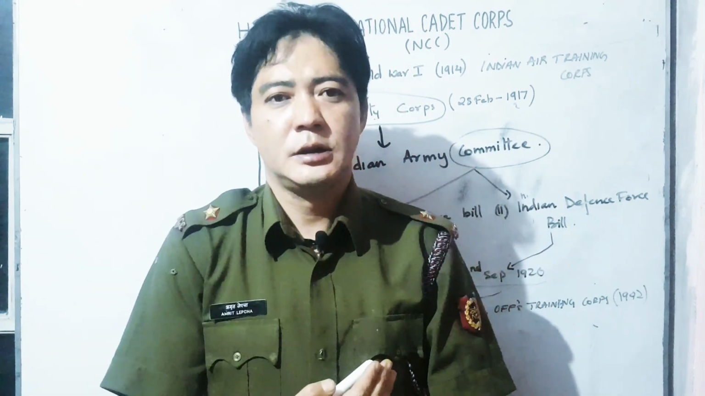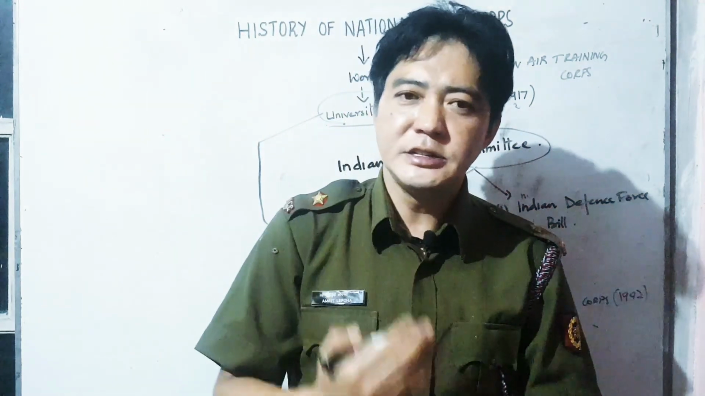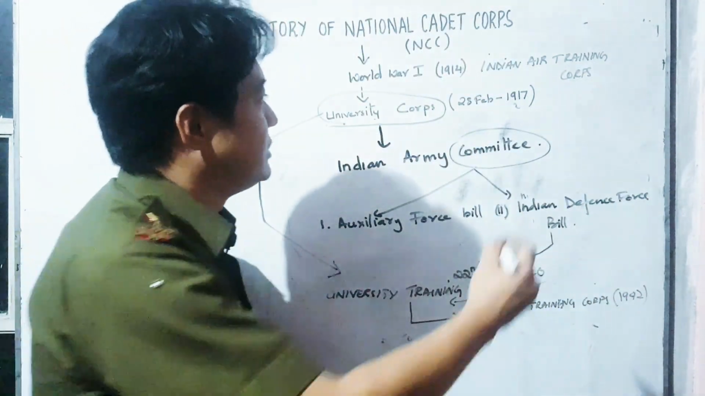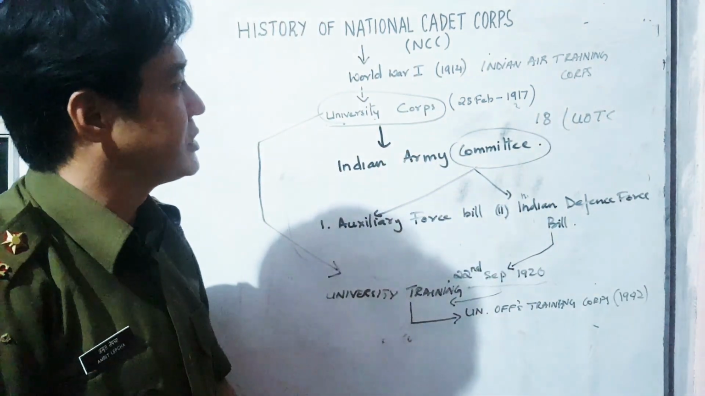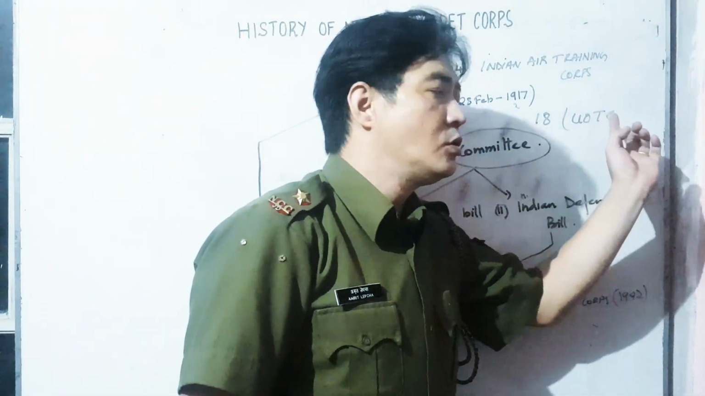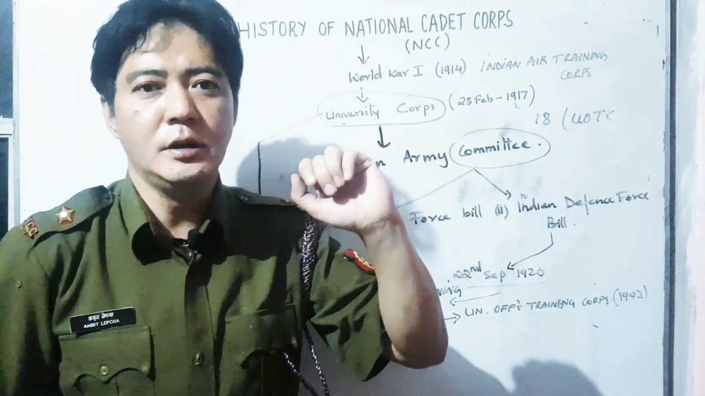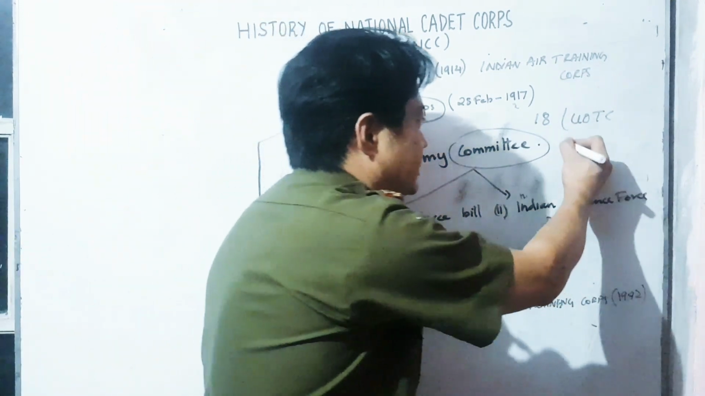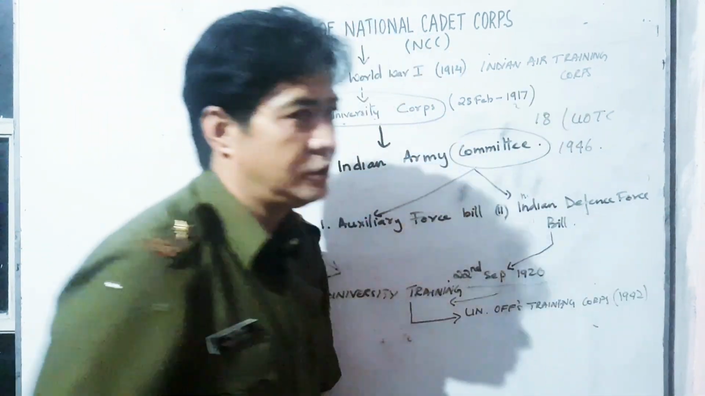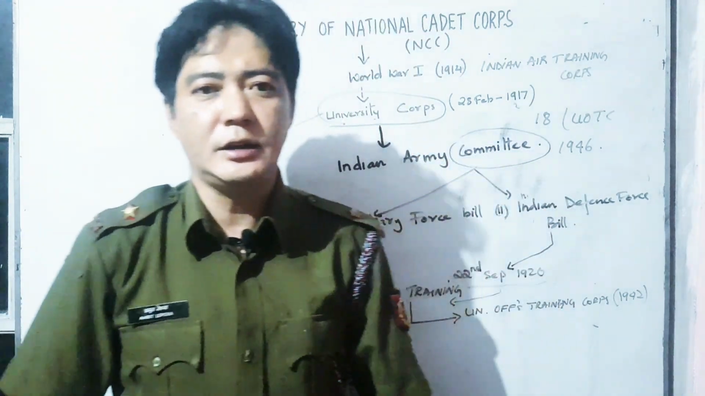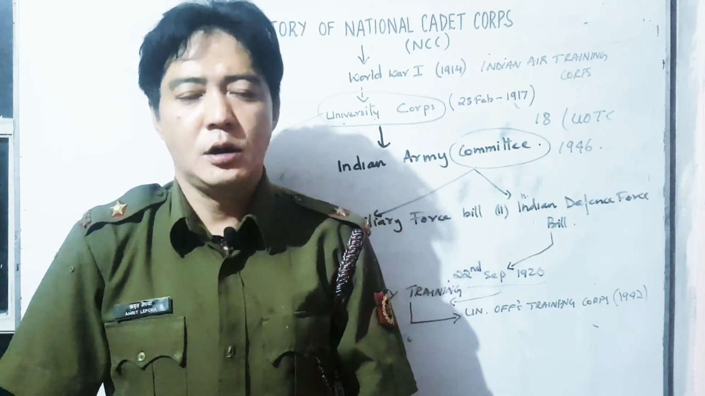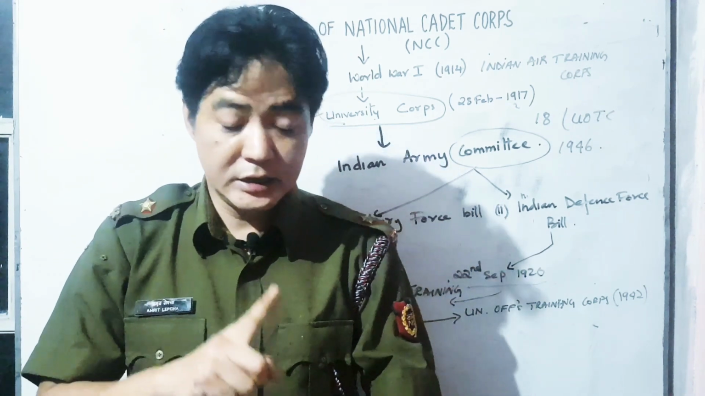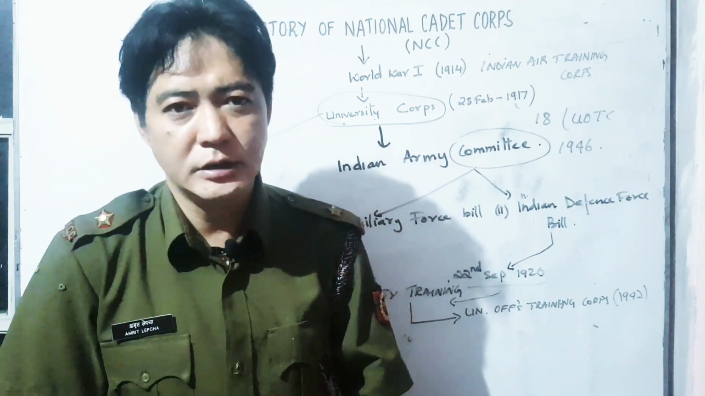Slowly, the Indian Armed Forces started gaining pace. By 1946, 18 UOTC, meaning University Officers Training Corps units, were established in different parts of the country. So, today we have learned why this youth organization, so-called NCC, was established, when it was established, and why it was established.